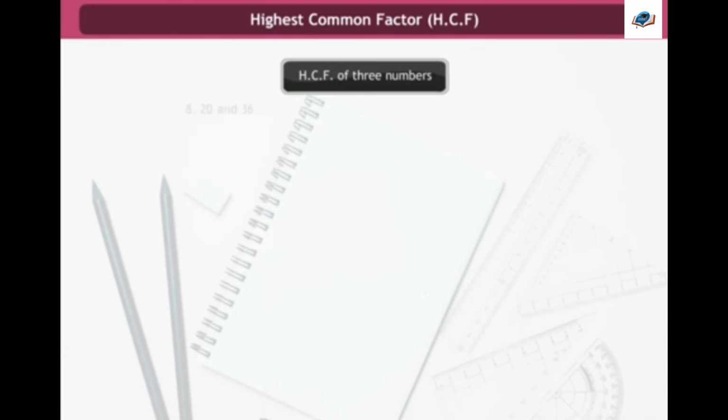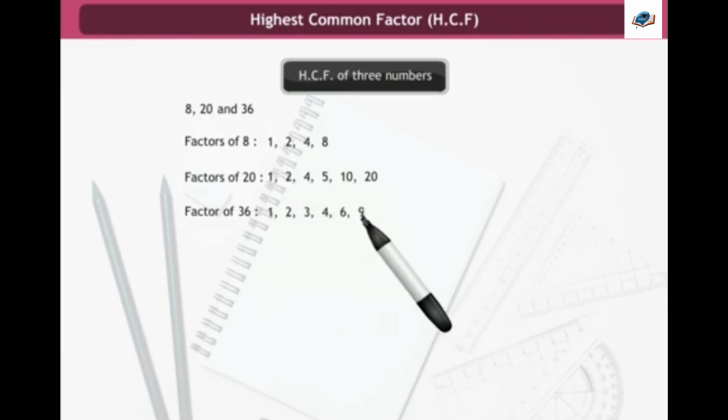Similarly, if we consider three numbers 8, 20 and 36, the factors of 8 are 1, 2, 4 and 8. The factors of 20 are 1, 2, 4, 5, 10 and 20. And the factors of 36 are 1, 2, 3, 4, 6, 9, 12, 18 and 36.